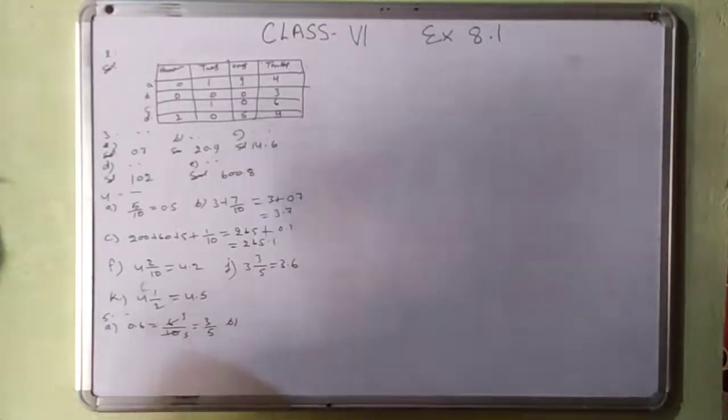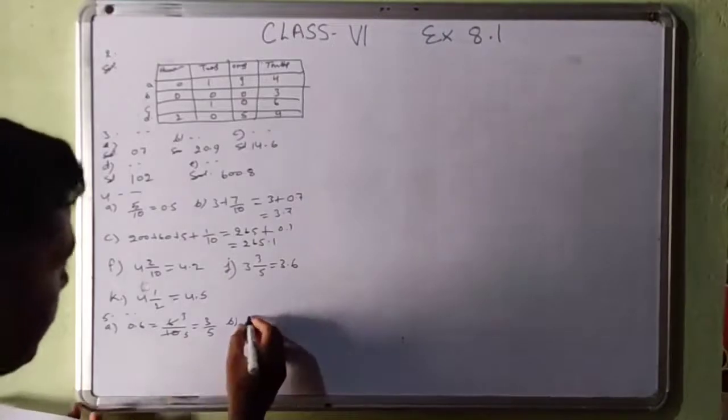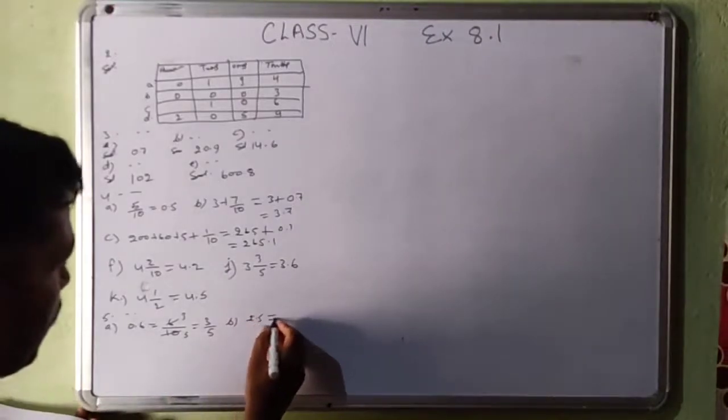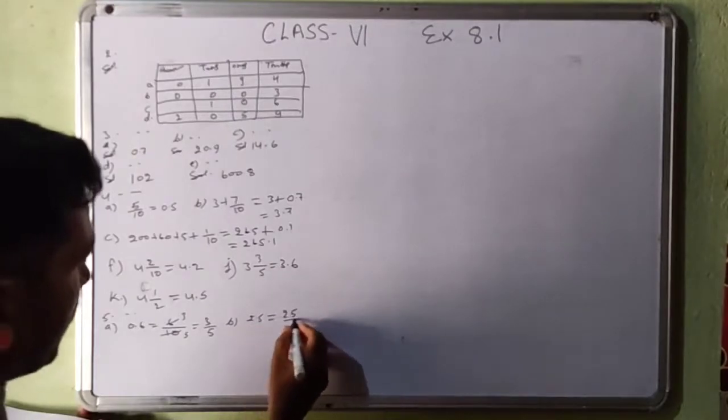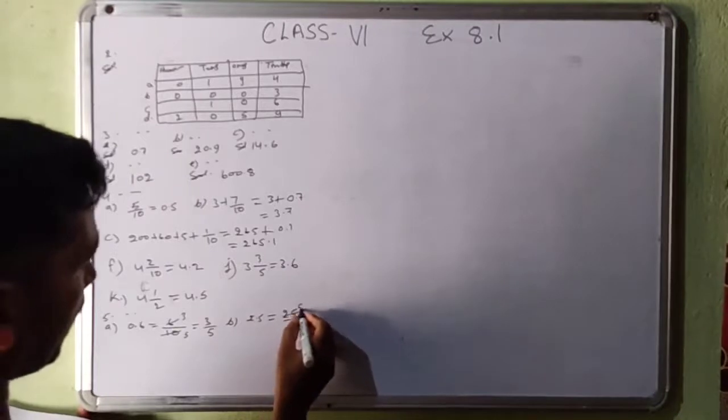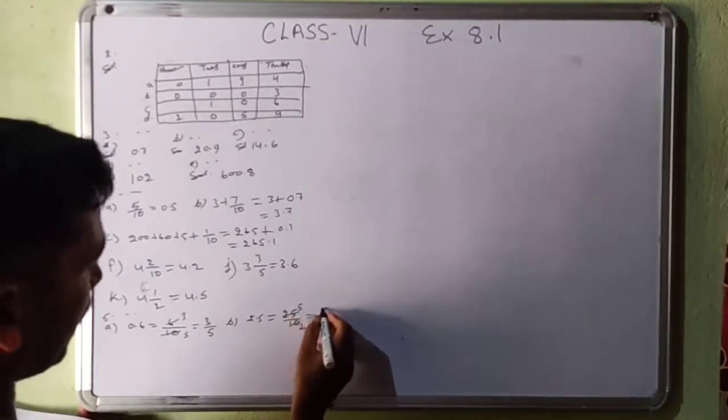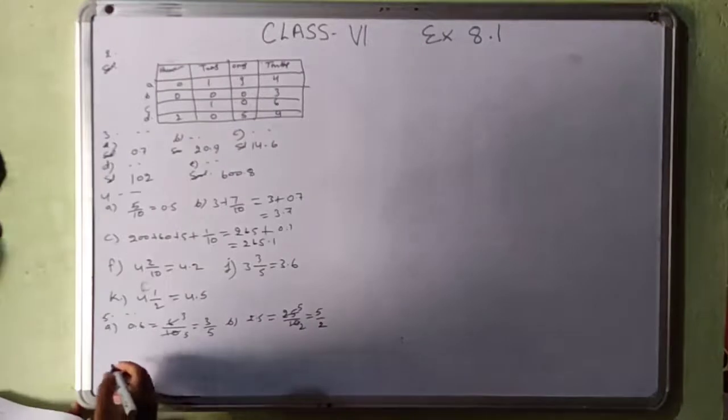B part, 2.5 is equal to, you can write 25 and for the decimal you will write 1 and after that one digit, so 10. So 5 5 ja, 5 2 ja. So that will be 5 upon 2.